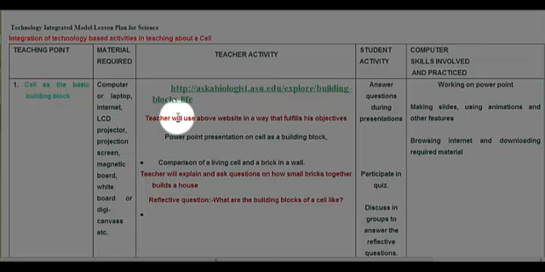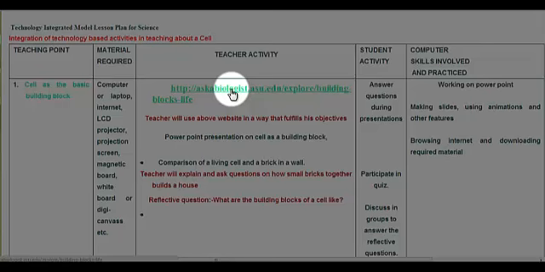The things required are here. Then in the teacher's activity, the teacher will plan what technology to use to make the lesson interesting and to achieve the objectives. First of all, there is a link to a web resource where teachers or learners can know more about the cell as a basic building block.